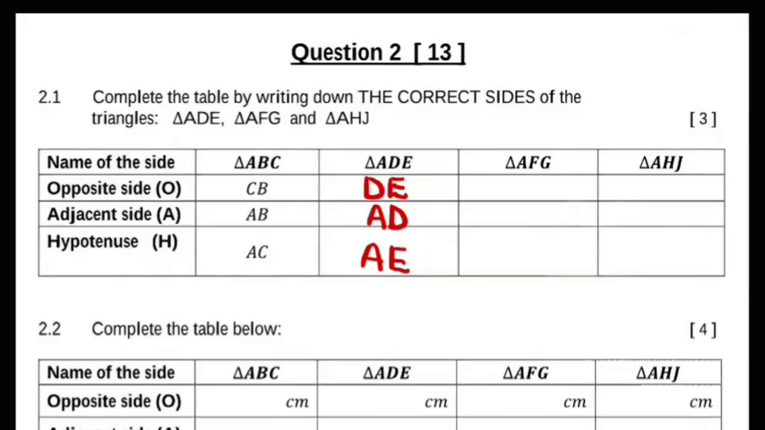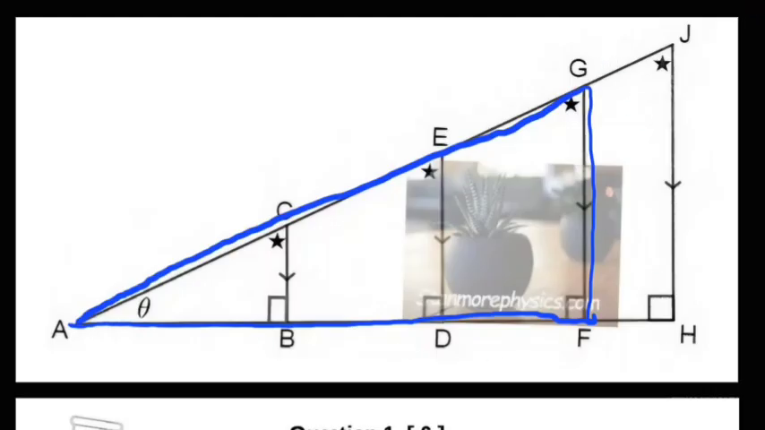I filled it in. The next triangle we're looking at is AFG. Here I've outlined triangle AFG. There's theta in this corner. Remember, the side opposite theta would be called the opposite side, which is FG in this case. The side next to theta would be the adjacent, which is the bottom part of the triangle. That's AF. And the hypotenuse is opposite the 90 degrees. That is AG. So the opposite side here was FG, the adjacent side is AF, and the hypotenuse is AG. Let's fill that in on the table.